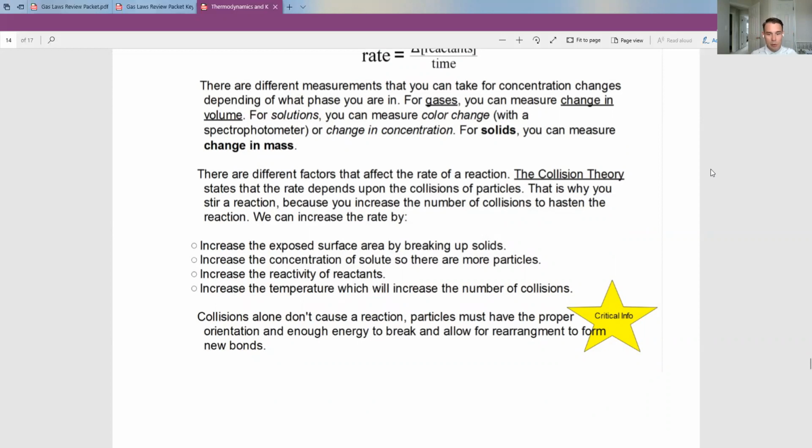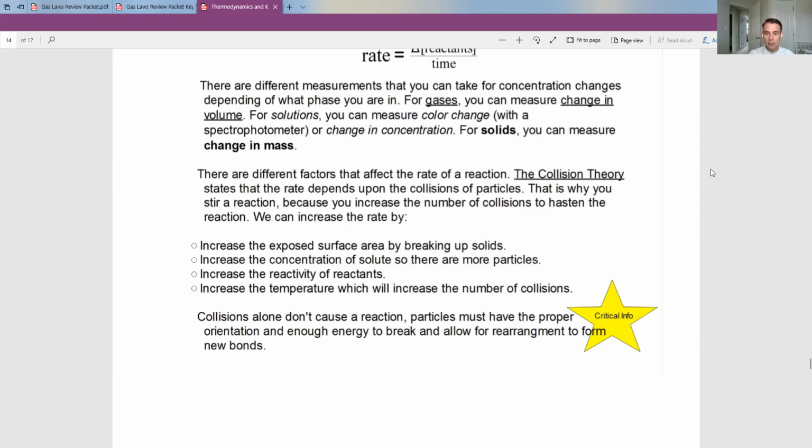A couple of ways we can increase the rate. We can increase the exposed surface area by breaking up a solid. So if you have a sugar cube versus granulated sugar, the granulated sugar will dissolve more because there's more exposed surface area. You can increase the concentration of the solute so that there are more particles. More particles lead to more collisions, so it leads to more reactions. We can increase the reactivity of reactants, and we can increase the temperature, which will increase the number of collisions, because we know the higher the temperature, the more energy, the faster those particles will move, and the more likely they are to collide.